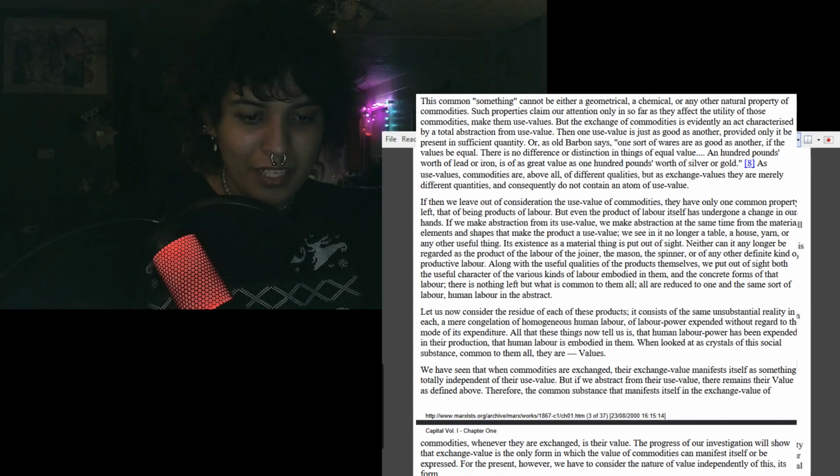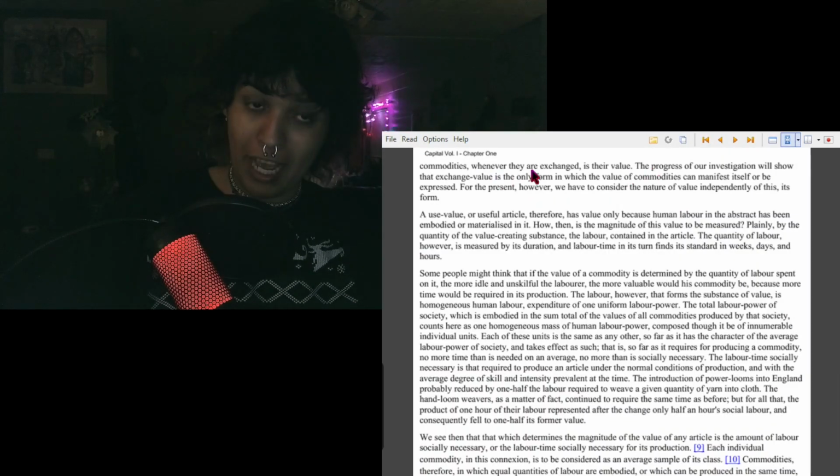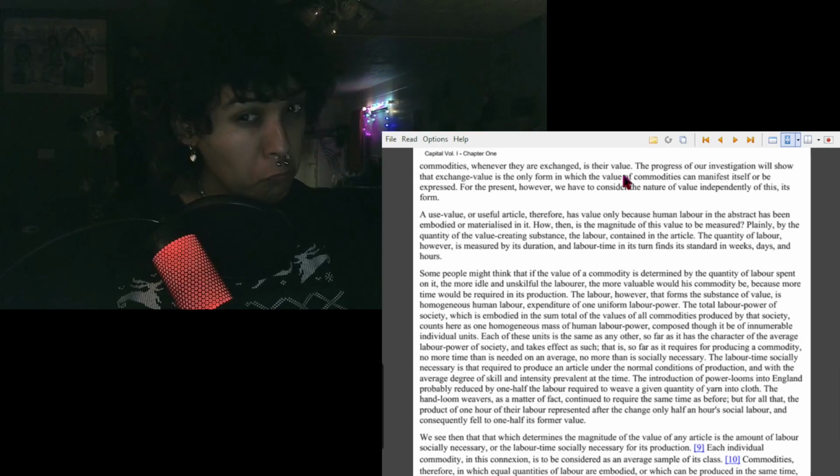We have seen when commodities are exchanged, their exchange value manifests itself as something totally independent of their use value. But if we abstract from their use value, there remains their value as defined above. Therefore, the common substance that manifests itself in the exchange value of commodities, whenever they are exchanged, is their value.